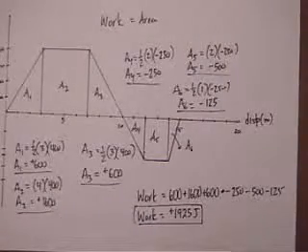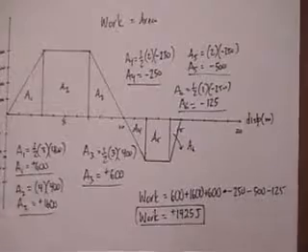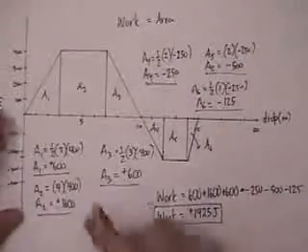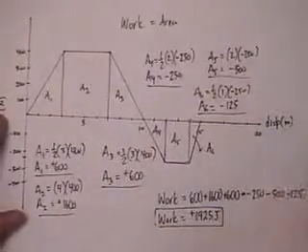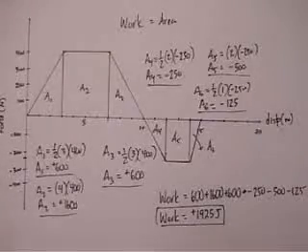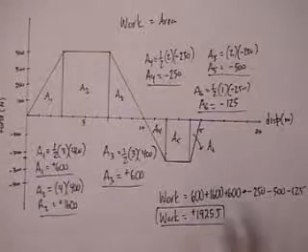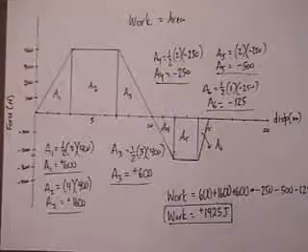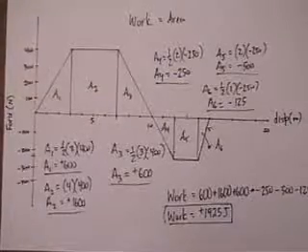Okay, that is how you do a force versus distance or force versus displacement graph. There you go, positive 1925 joules.